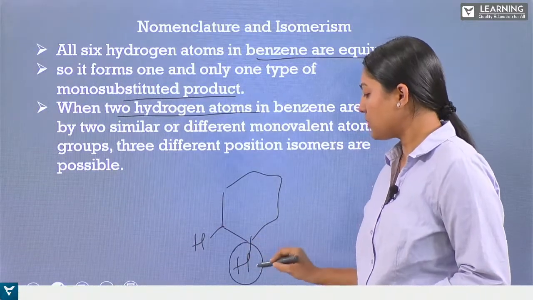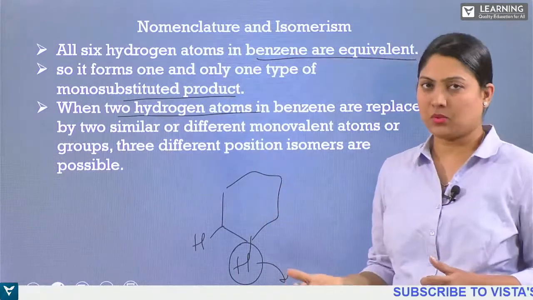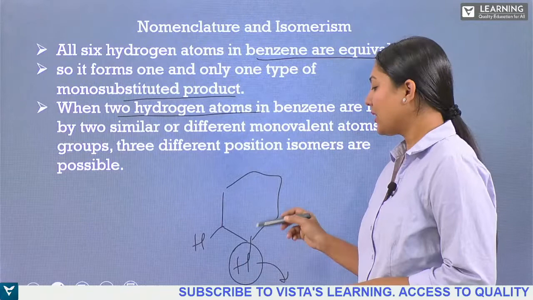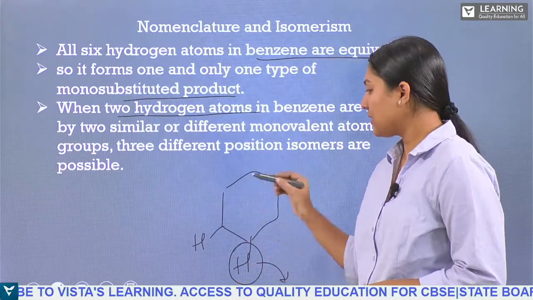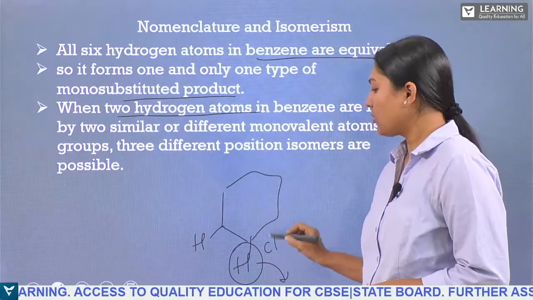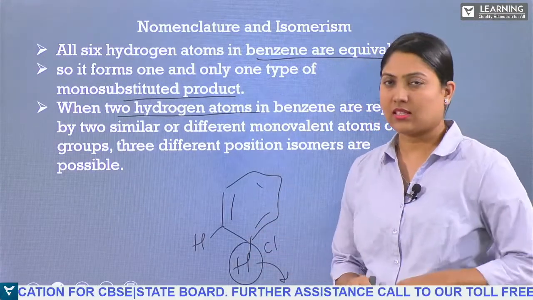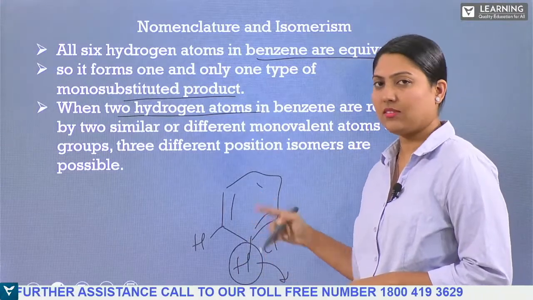So if you substitute only one, generally what happens? Only one hydrogen will be substituted. Then we can just call it methyl benzene, or we can also call it toluene. Likewise, chlorobenzene, bromobenzene. If it has been substituted with chlorine, chlorobenzene. Remember, we should have alternating single and double bonds. So if you have this chlorine, we'll say chlorobenzene.